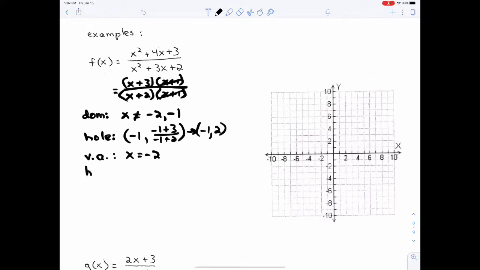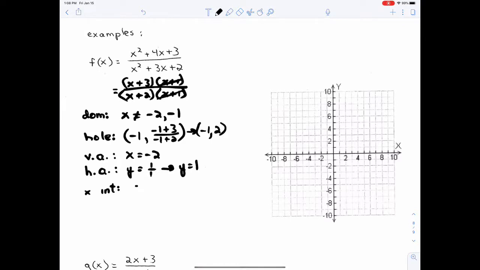The horizontal asymptote, we only look at what's left over. We don't worry about what we already canceled. That's just a hole. Okay? So the numerator degree and denominator degree are the same. It's 1x over 1x. So it's y equals 1 over 1, which is the same as just y equals 1. Okay. For the x-intercept, remember, how do you find an x-intercept? You put 0 in for y.